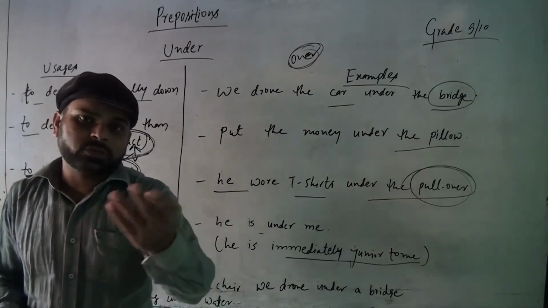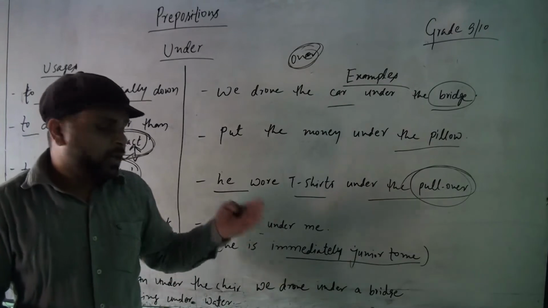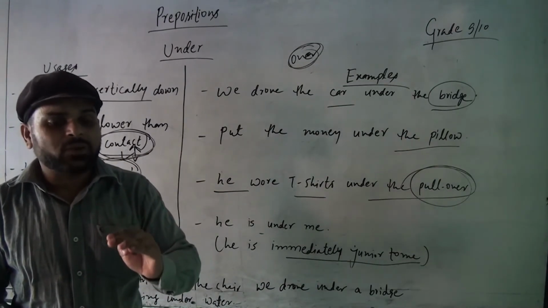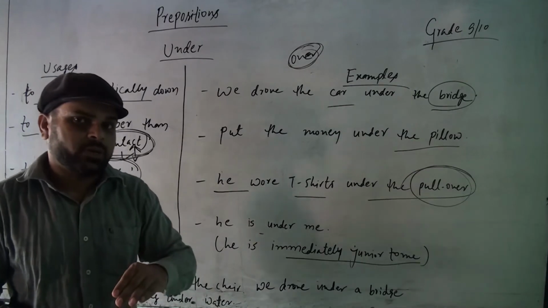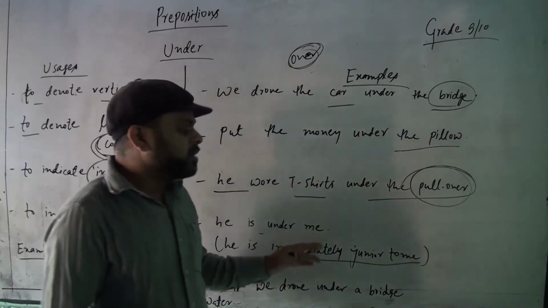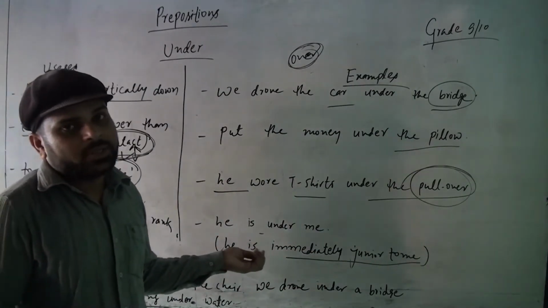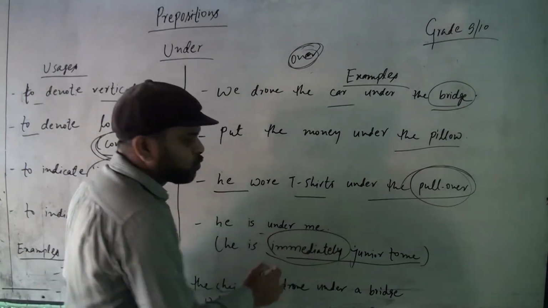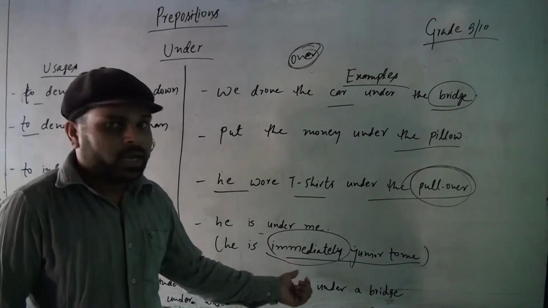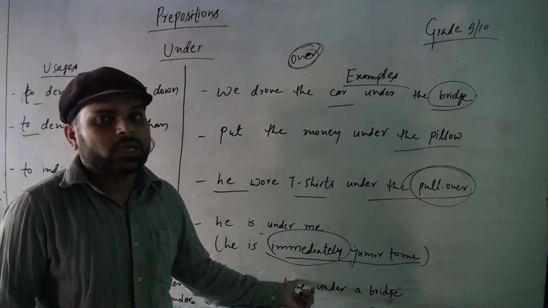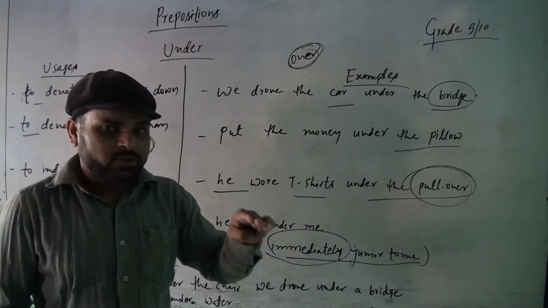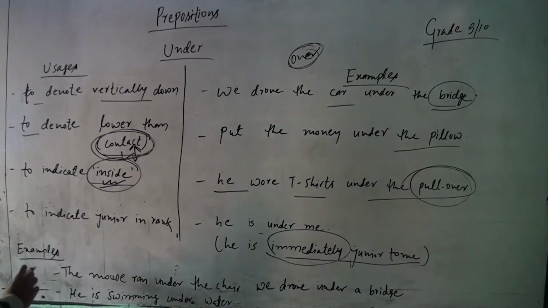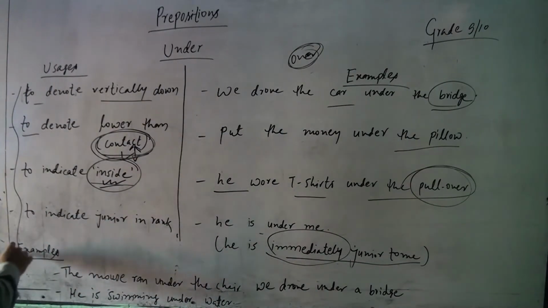Suppose you are the student of class 10, the student of class 9 will be your immediate junior. So, in every rank, in every position, there are seniors and juniors. Here immediately doesn't mean at once. It means one rank down, immediately junior. So these are the few uses.